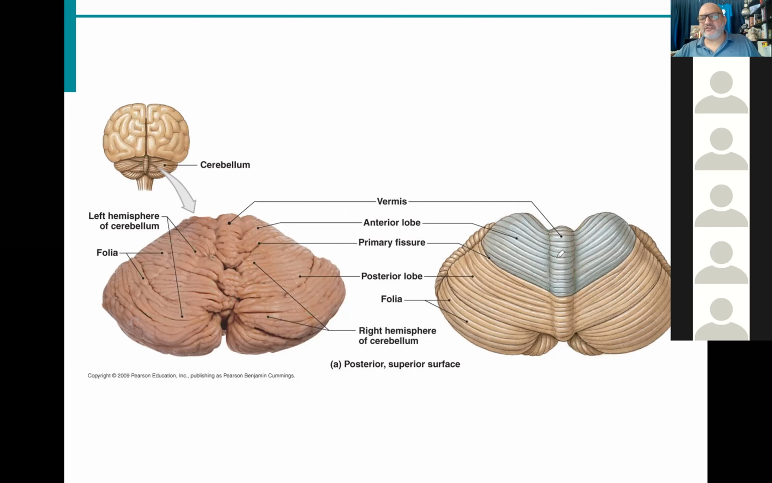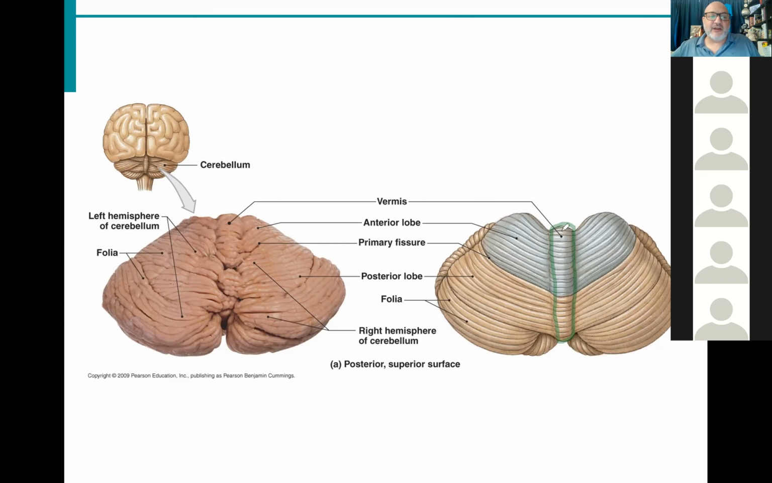It essentially looks like a worm. And that is actually where it gets its name. It gets its name from the same place that the vermicelli noodle gets its name, because it is a worm-like noodle. So there's our vermis. Our vermis is this worm-like segmented enlargement that holds the two hemispheres of the cerebellum together. All right, I think that is all of the anatomy we need to know.